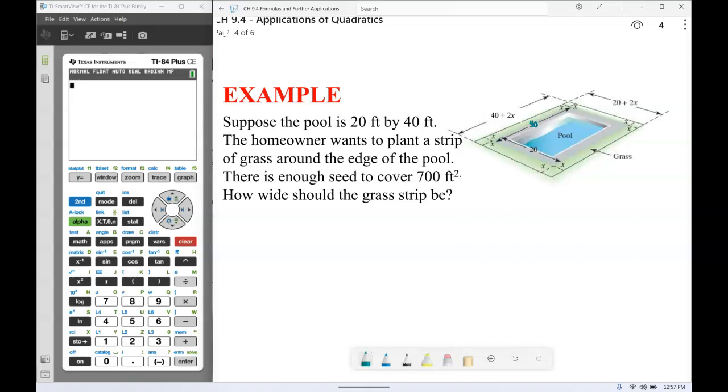What information are we going to need to know in order to answer this question? Ultimately, the answer. X is the width of the grass. So area. Okay, we'll need the area of the pool. And then the area of the grass. You need something else. The dimensions of the pool. That falls under area of the pool. We'll need that. Yep.